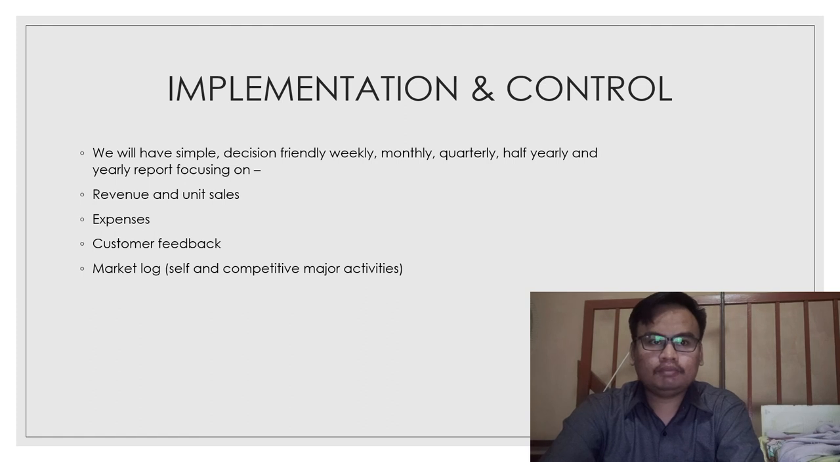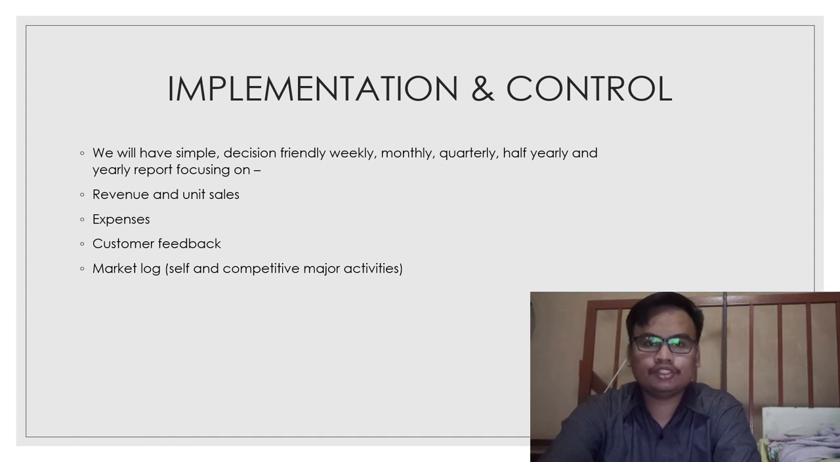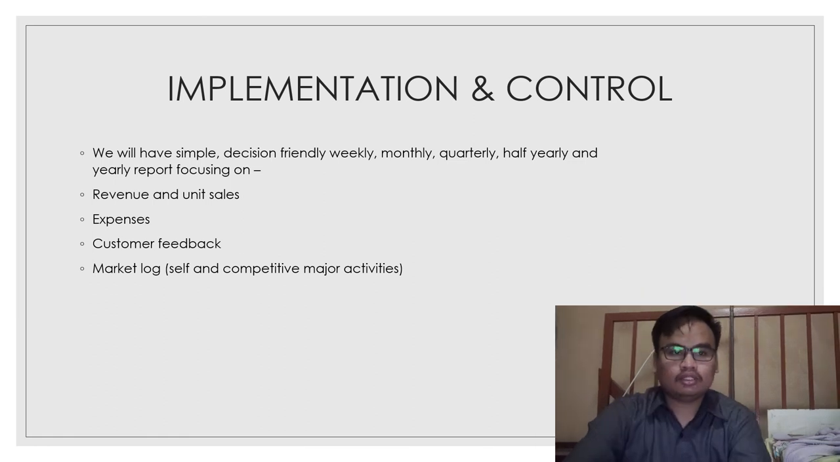Next is the implementation and control. We will have simple, friendly weekly, monthly, quarterly, half-yearly and yearly reports, focusing on review and unit sales, expenses, customer feedback and market rate.